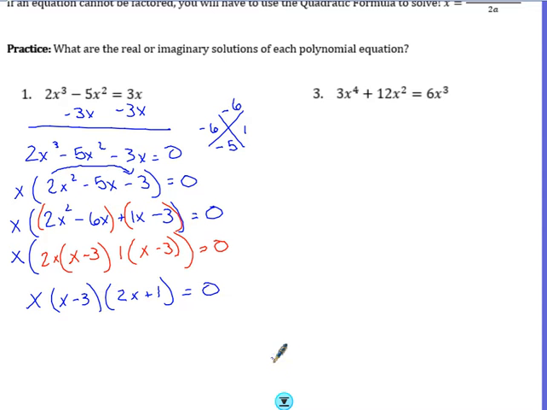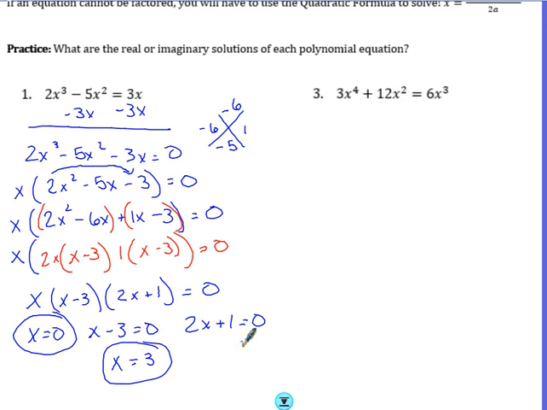All of that is equal to 0, and so now I'm going to have three different solutions because I have three factors. So I have x equals 0, x minus 3 equals 0, and 2x plus 1 equals 0. All right, this one is already solved, so that's one solution. Here I'm going to add 3 to both sides, and I get x equals 3. All right, here I would subtract 1, so I would have 2x equals negative 1, and then divide by 2, so x is equal to negative 1/2. So those are my three separate solutions to this.